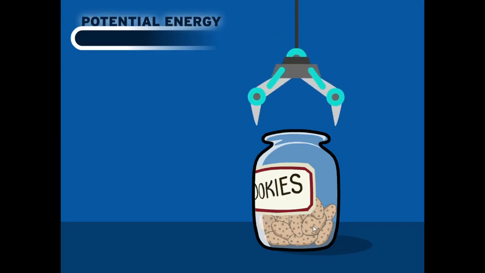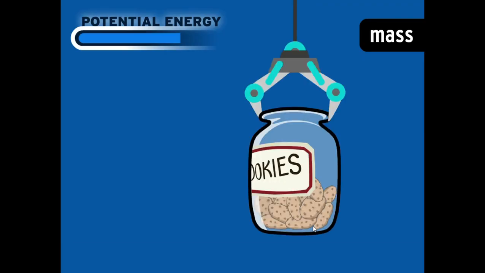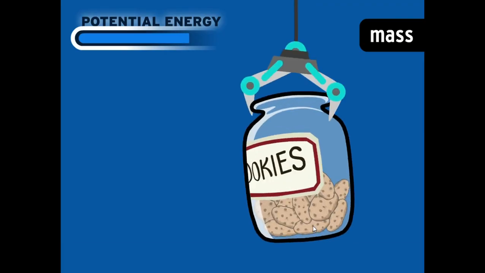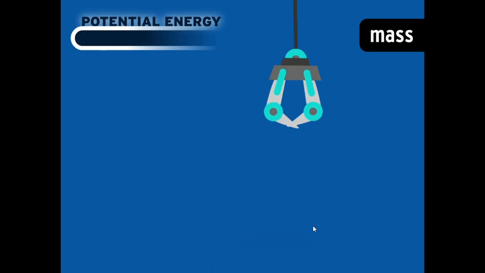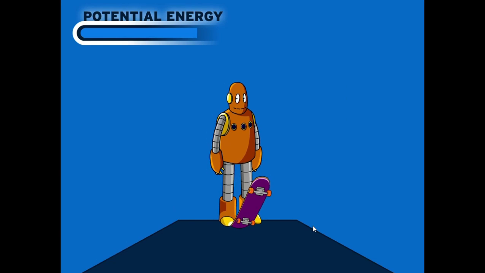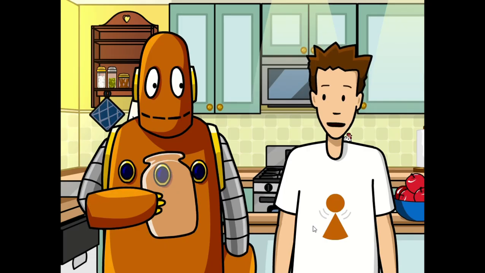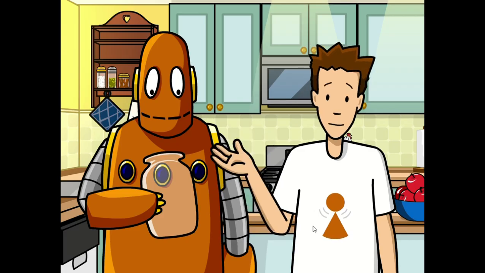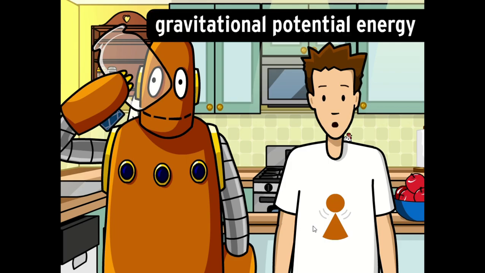Height is one factor that affects potential energy, and the other is mass. That's the amount of stuff an object is made of. The more massive an object is, the more potential energy it'll have. Because Moby has more mass than that girl, he also has more potential energy at the top of the hill. Right, if you want to give an object more potential energy, you can increase its mass or its height. That'll change its gravitational potential energy, the kind caused by gravity.